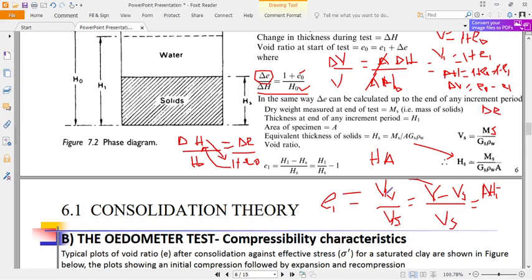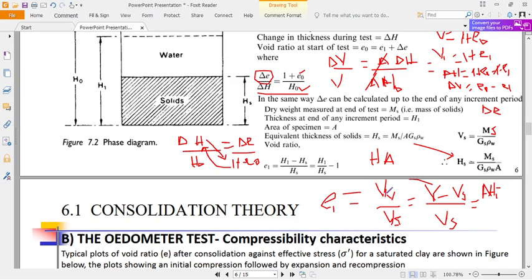We get the remaining volume after application of the load. What is the remaining volume now of voids? It is A times H1 minus A times HS, divided by A times HS. What happened? The A will disappear. So we shall remain with H1 minus HS over HS.